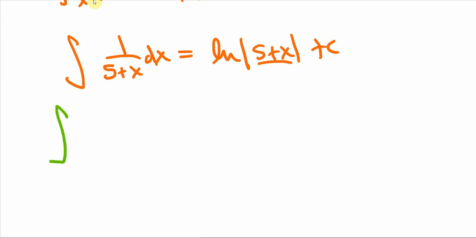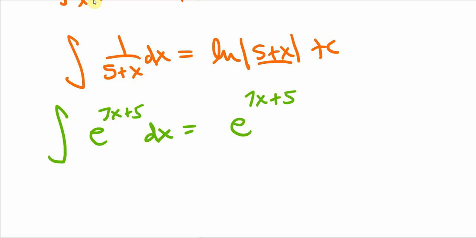Let's try another one. Let's try the integral of e to the 7x plus 5 dx. That one's going to be e to the 7x plus 5. Now, what's the derivative of 7x plus 5? Using the chain rule, it's going to be 7. So instead of multiplying by 7, I divide by 7 plus c. Now, why do I divide? Because when I take the derivative of e to the something, using the chain rule, I multiply it. So on integration, I divide.